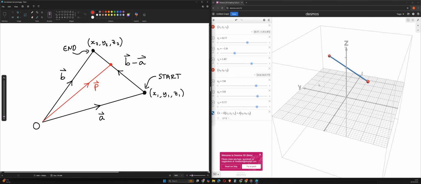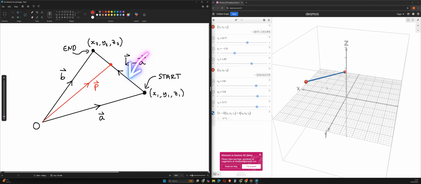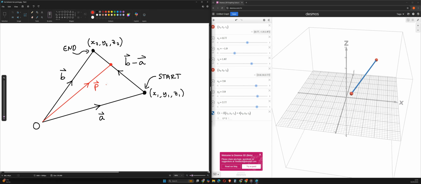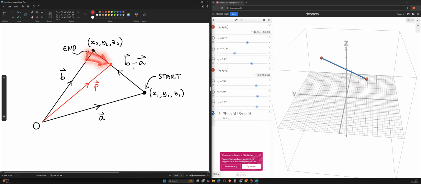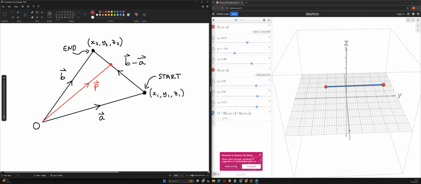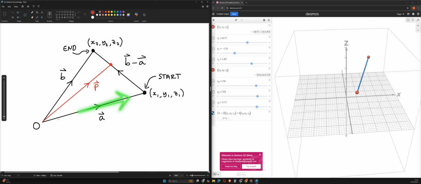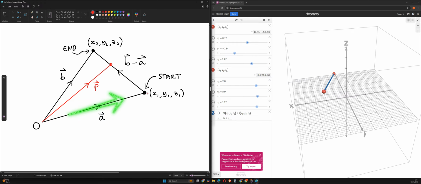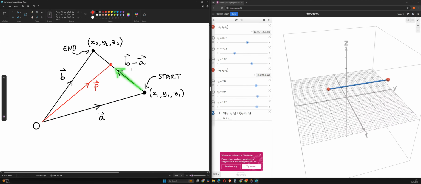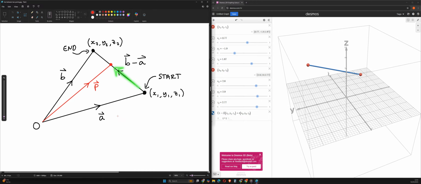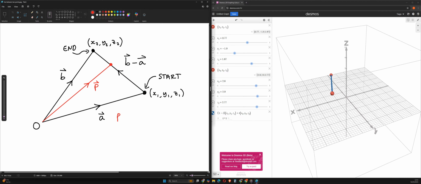Okay, now to generate this line here that we see to the right, we have to imagine that there's a point on the vector B minus A. Now to get to that point, we have to travel through the vector A, then some scalar multiplied by the vector B minus A. Let's write that down.